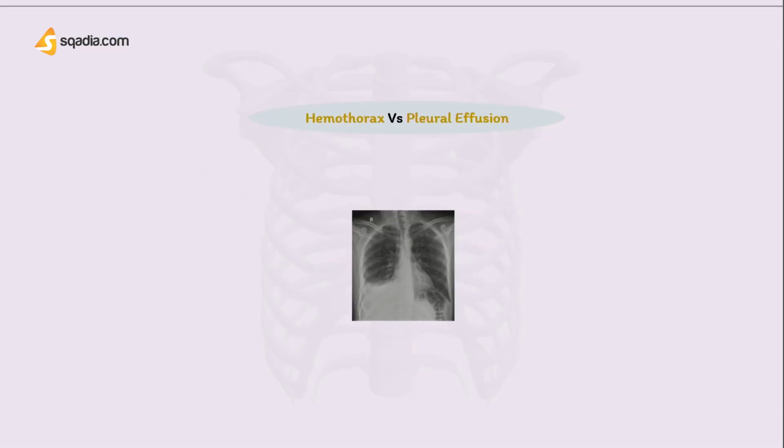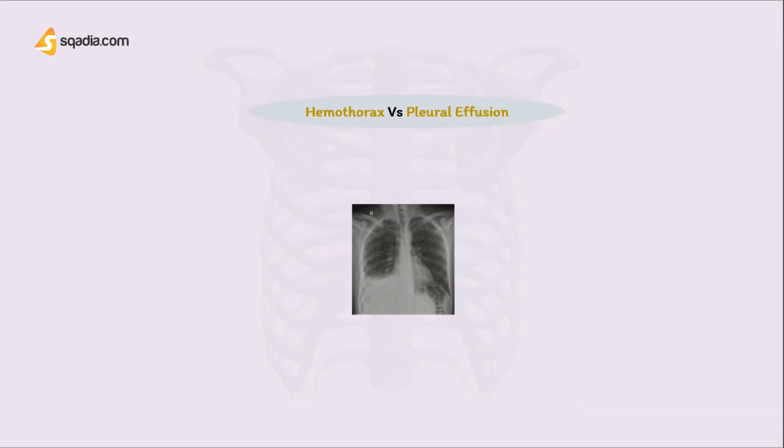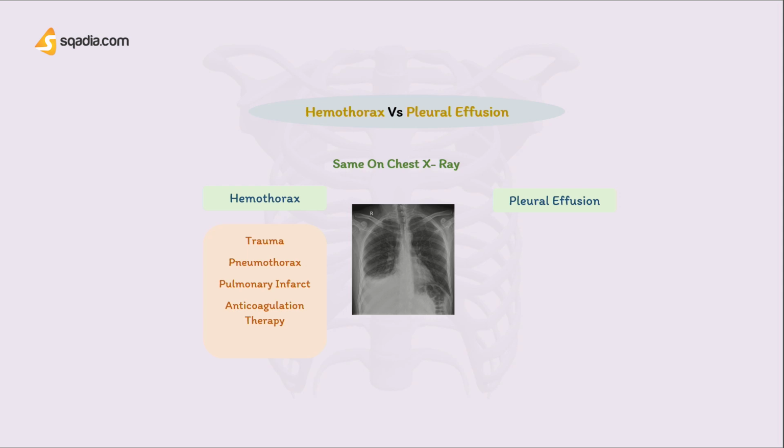Now, a hemothorax looks the same as a pleural effusion on a chest X-ray. The cause of a hemothorax is usually traumatic. A blunt or penetrating injury to the thorax results in a rupture of the parietal or visceral pleura. Other than trauma, a hemothorax may occur as a complication of pneumothorax, pulmonary infarct, or anticoagulant therapy, which may potentiate the ability of a chest injury to cause a hemothorax. While pleural effusion is caused by conditions like congestive heart failure, pneumonia, and pulmonary embolism.